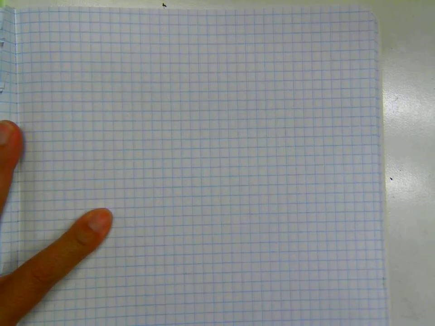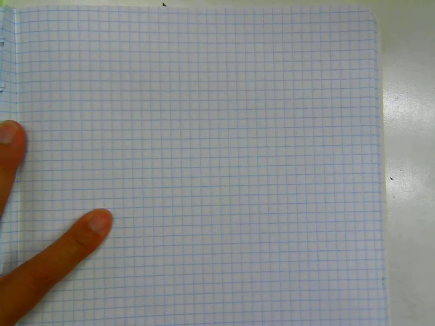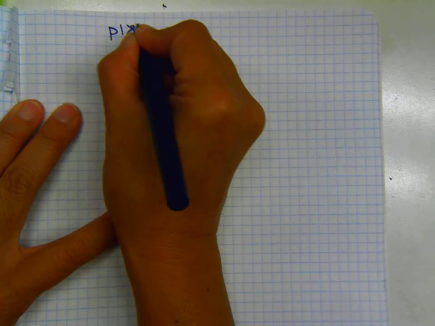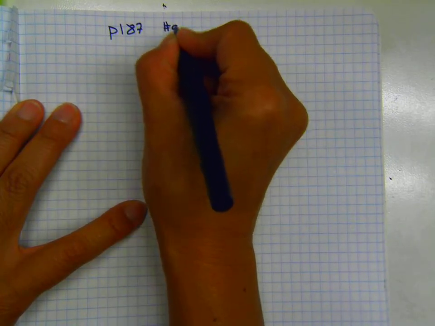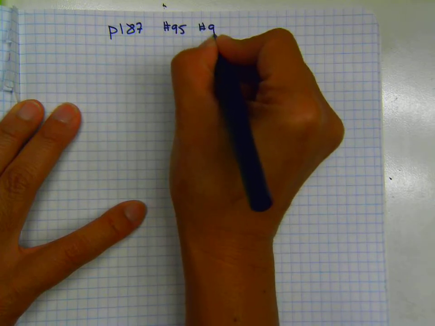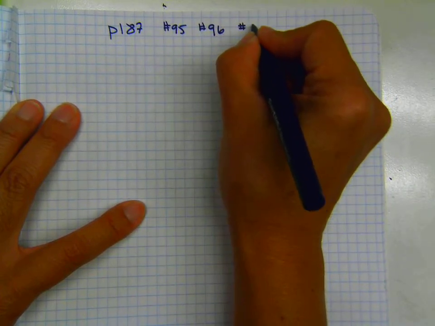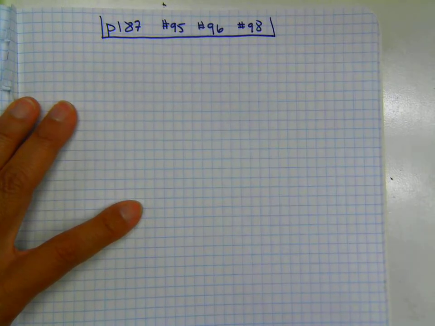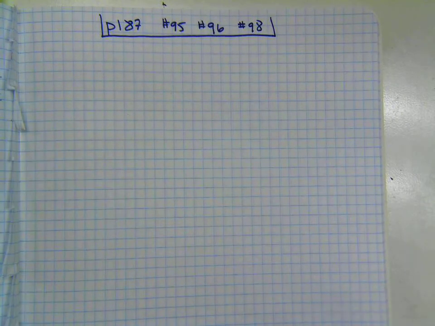All right, welcome back. What we're going to do is do 3 practice problems. So what I'd like you to do is turn to page 187 and do number 95, number 96, and number 98. Go ahead and push pause, do the problems, enter the answers, and then we'll go ahead and go over them. All right, let's take a look.